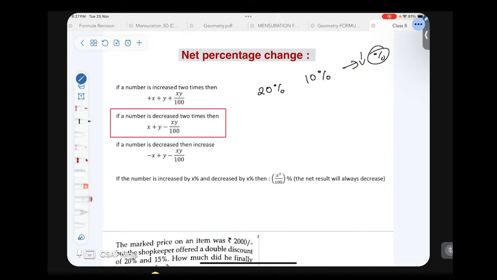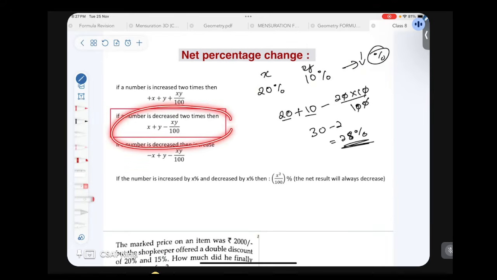If you are asked to find it like that, the formula is like this. This is x, this is y. The formula is x plus y minus xy divided by 100. That means 20 plus 10 minus 20 into 10 divided by 100. 0, 0 cancel, another 0 cancel. 20 plus 10 is 30 minus 2, which is equal to 28%. So the discount is nothing but 28%. That is how we find it, okay?